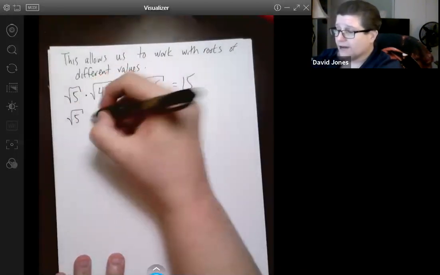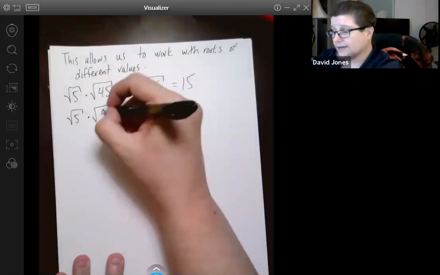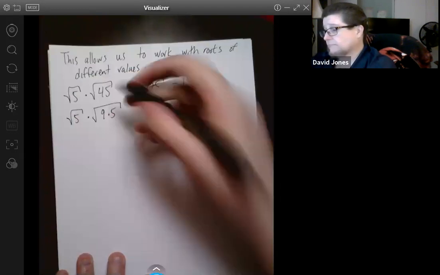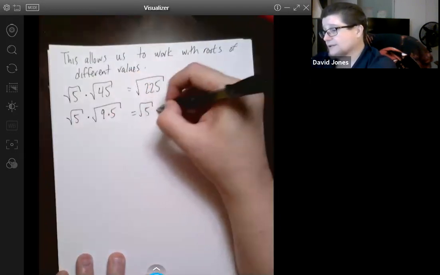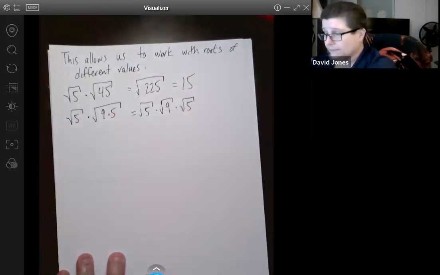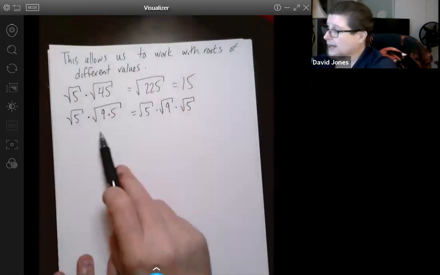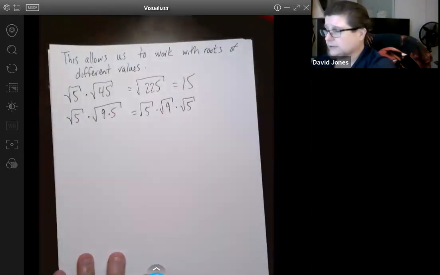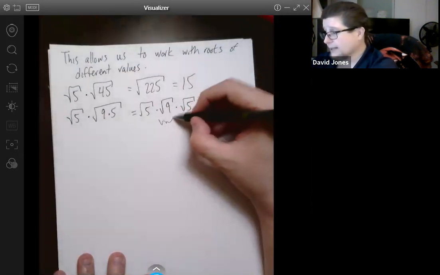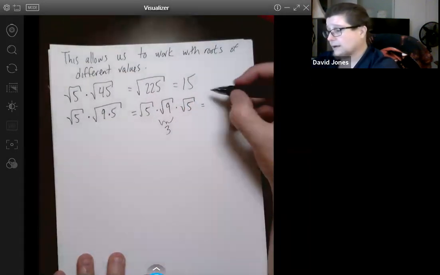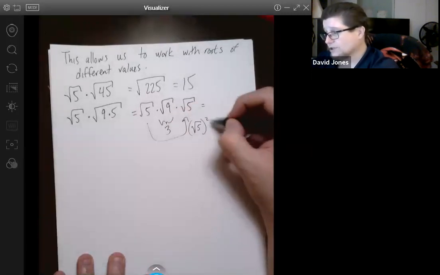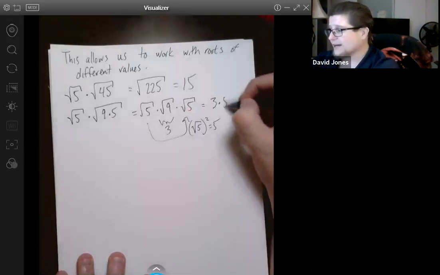This is the square root of 5 times the square root of 9 times 5, which is square root of 5 times square root of 9 times square root of 5. I can split that radical up. That's what I just said. We can have two different radicals and put them together. And now, well, this is 3. And this is square root of 5 squared, which is 5. So I get 3 times 5, 15.